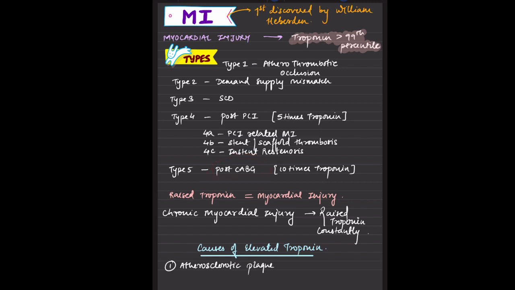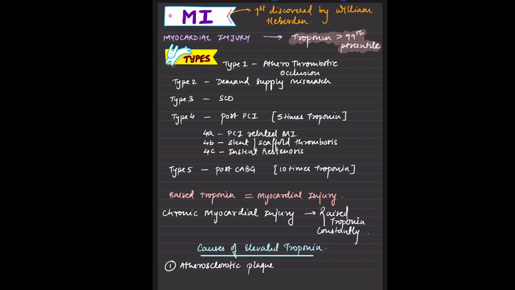Whenever we see a raised troponin level, that means there should be a myocardial injury. So what are the causes of elevated troponin level? There are multiple causes. Why is it important to learn so many of them? Because in casualty we see many patients complaining of chest pain, jaw pain or other symptoms, and then we do the troponin levels and see that it is rising.